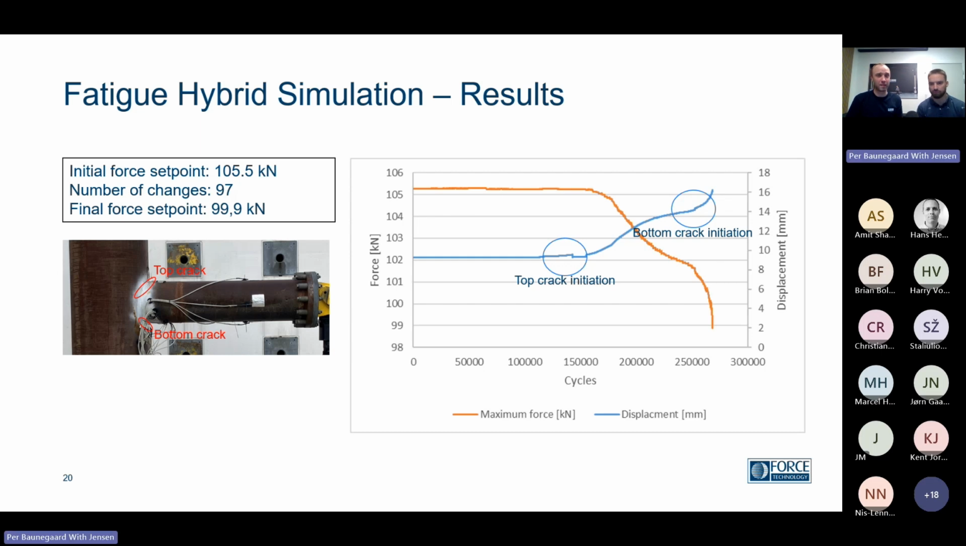And then we continued to run until we had a crack at the bottom. Once the bottom crack was there, the joint stiffness was already changing real fast, and then we stopped the test.